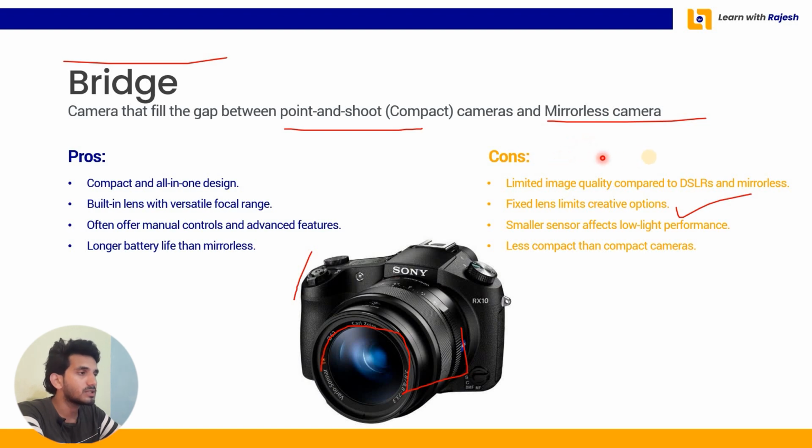If we talk about the cons, there is limited image quality compared to DSLR and mirrorless, because you do not get many features in this camera. And there is a fixed lens, limited creative options. As I told you earlier, you can't change your lens. Small sensor affects low light performance, and it is less compact than the compact camera. Compact camera is very small and portable, but this bridge camera is not as compact as the compact camera.